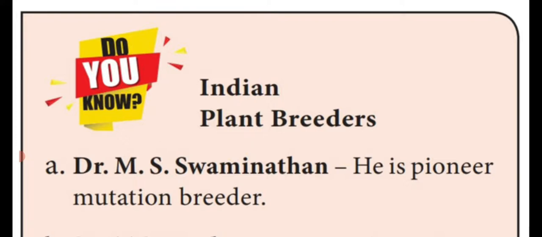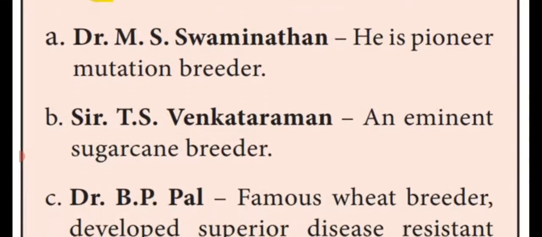Next, see the do you know paragraph. This do you know paragraph contains important book insight 1 mark question. M.S. Swaminathan is an Indian born botanist. He is the pioneer of mutation breeding. Pioneer means first person who found out the mutational breeding process.